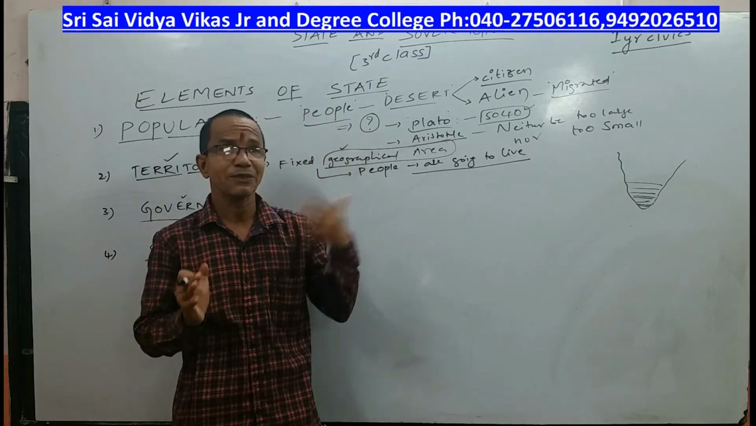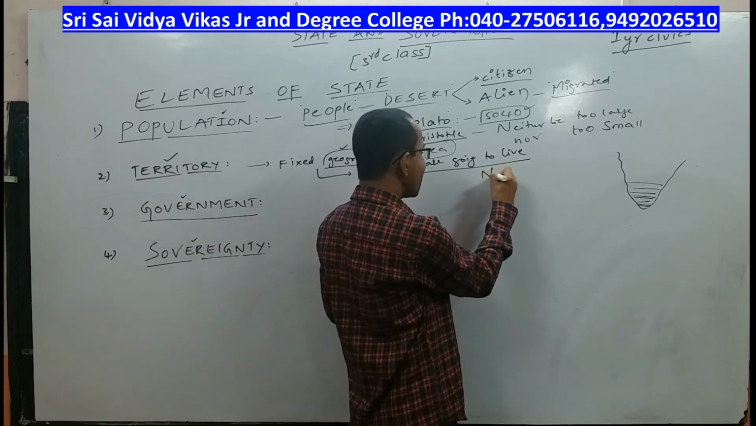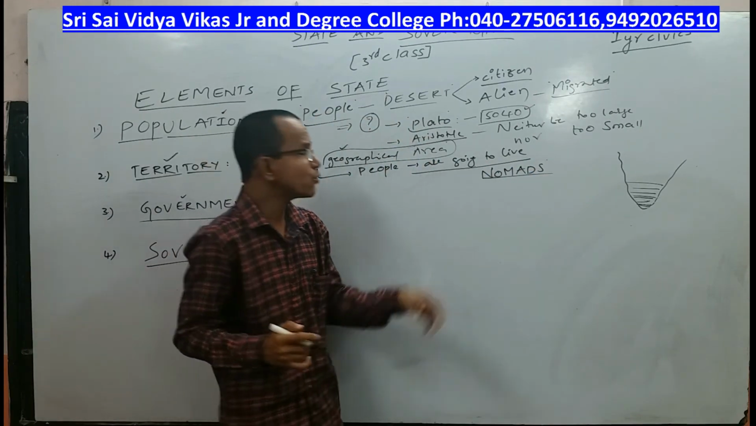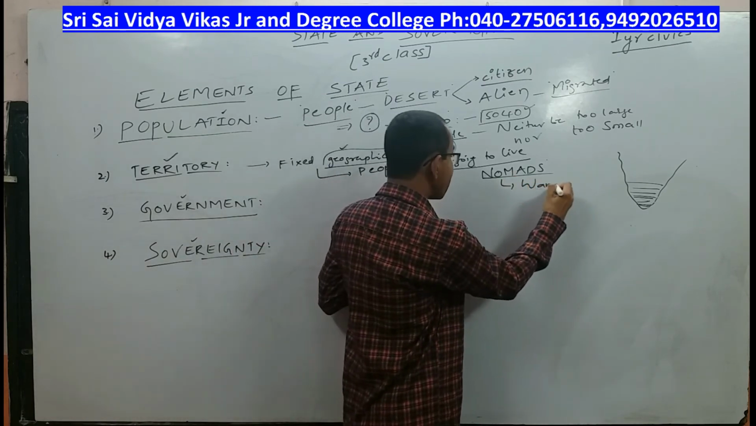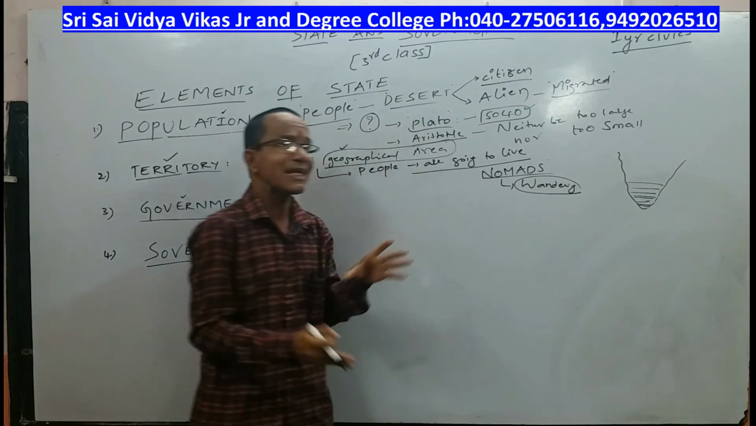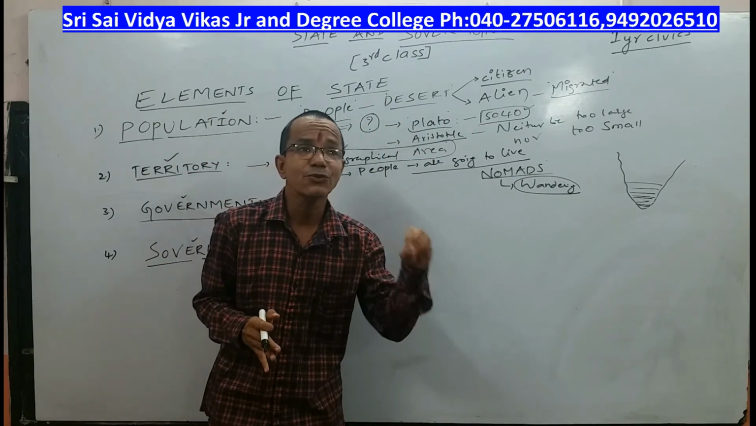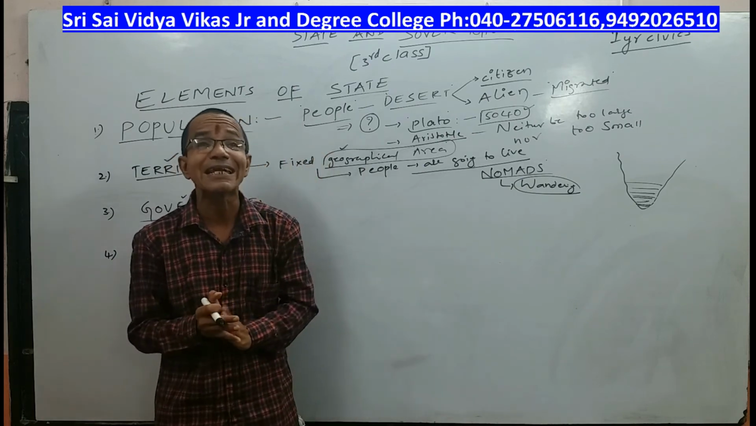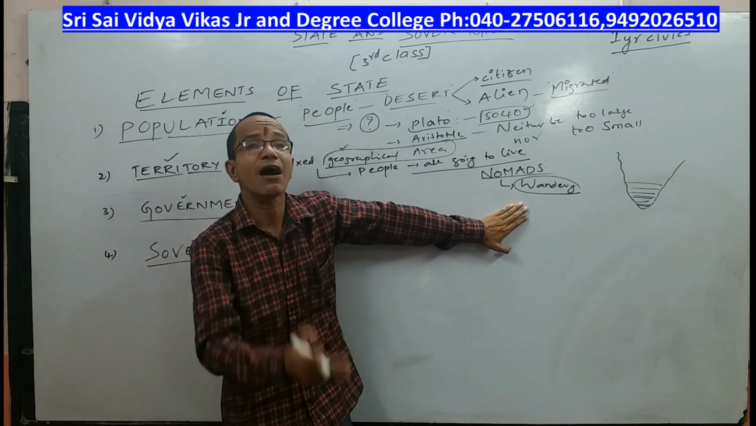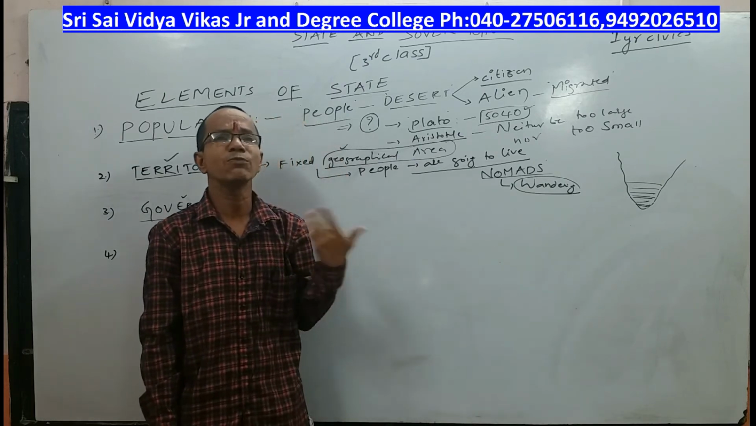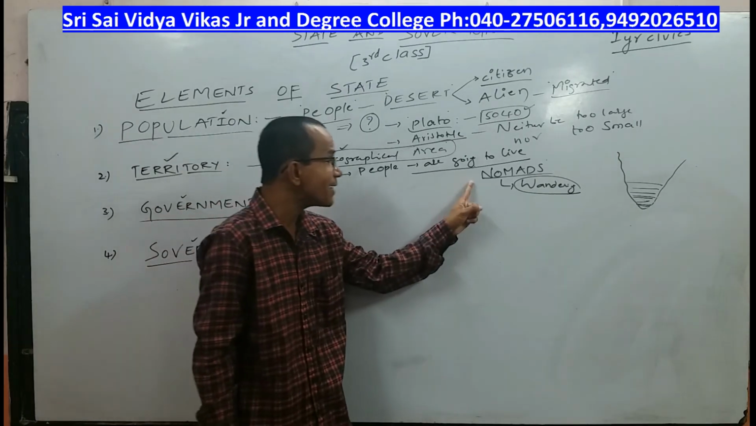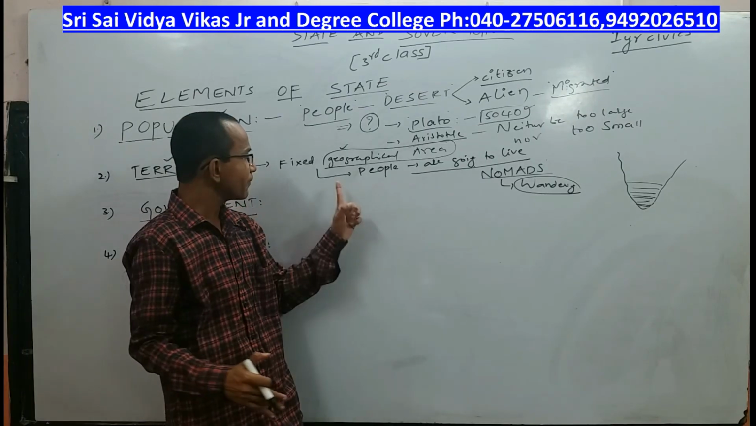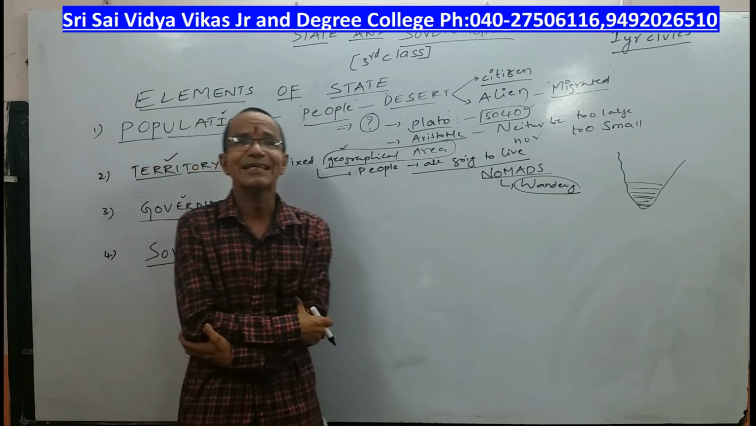For example, in our olden days, we always used to hear about the people called nomads. These nomads are wandering people. They go here and there, and they never used to stay at a particular geographical area or territory. That is why we call them a wandering group. Such nomads never constitute a territory. This is the basic aspect of the territory.